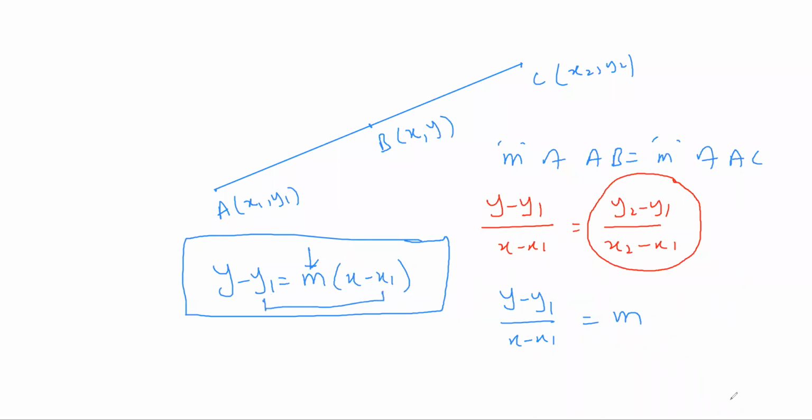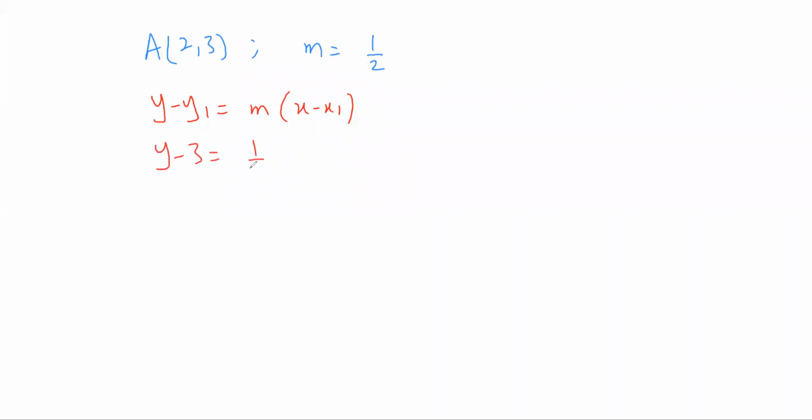Now, suppose you have a point A, which is 2 comma 3, and you have been given the gradient that is half, and you have to write the equation of this line. So that will be y minus y1 equals m into x minus x1. There is no need to find c separately and m separately. So this is going to be y minus 3 equals half into x minus 2.